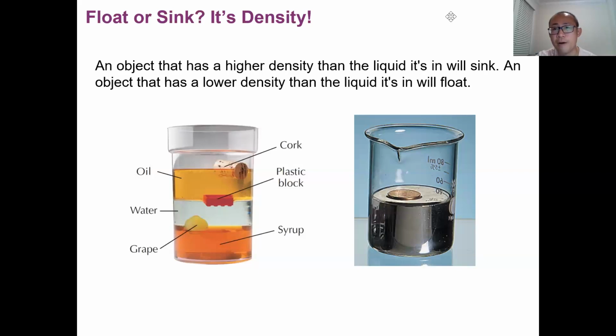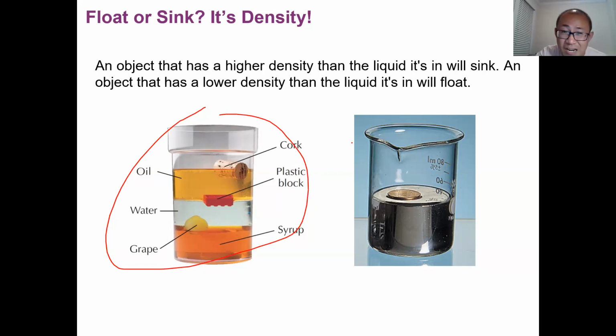Okay, another interesting thing about density is showing in this experiment. An object that has a higher density than the liquid will sink in the liquid, but an object with a lower density than the liquid will float in the liquid. For example, you can see this on the left. We have 3 layers of liquid: syrup, oil, water.